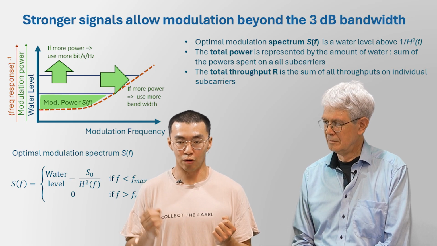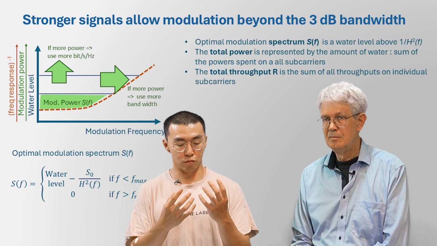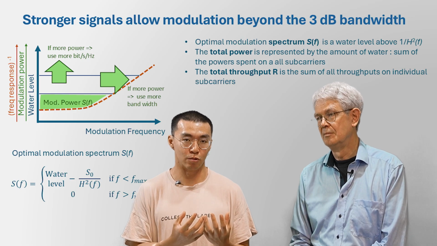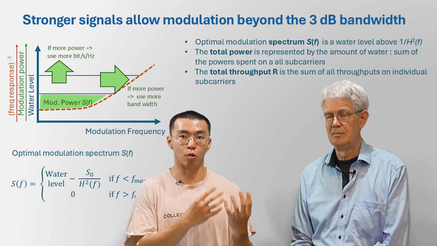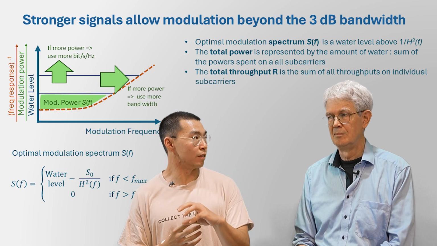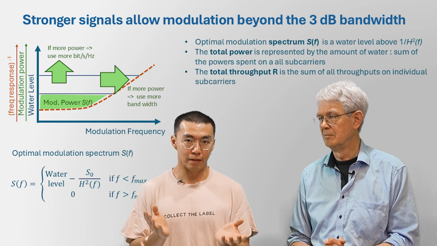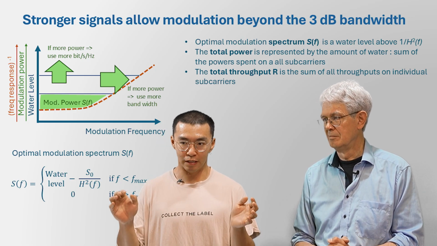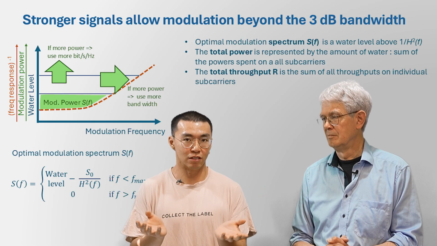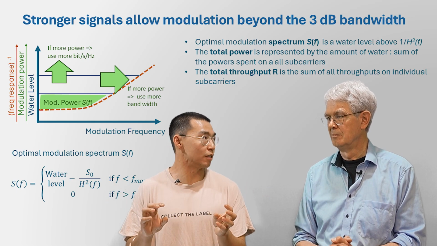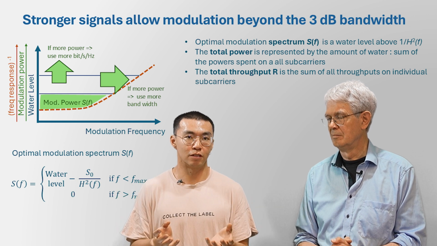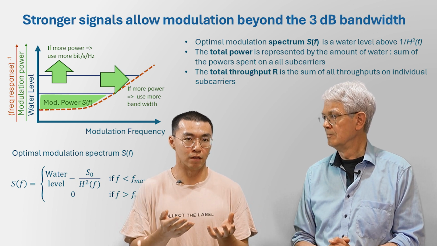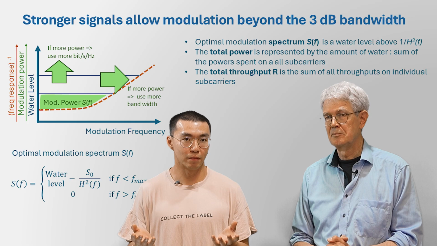And to optimize the throughput, we have the condition that we have a certain amount of power. We imagine this amount of power as an amount of water to pour into this bathtub. And then the shape of this water, as constrained by the bathtub, is actually the power spectral density. And the throughput achieved by all of this is actually the optimal throughput of this channel.